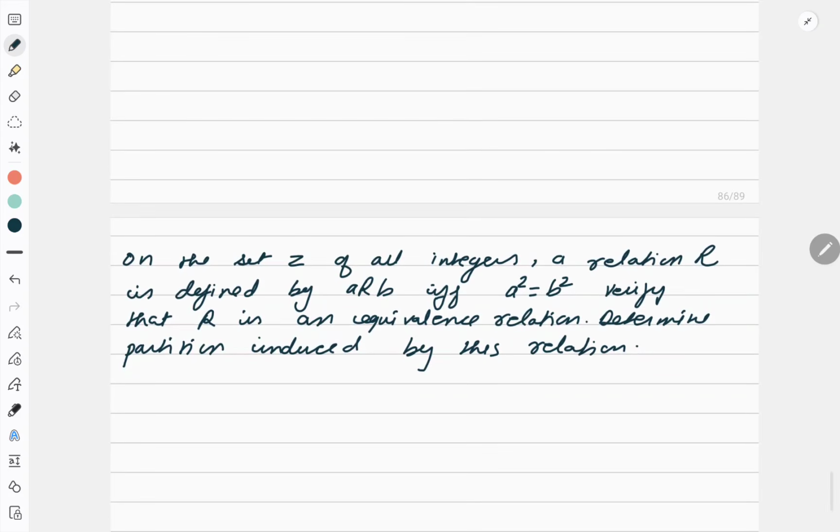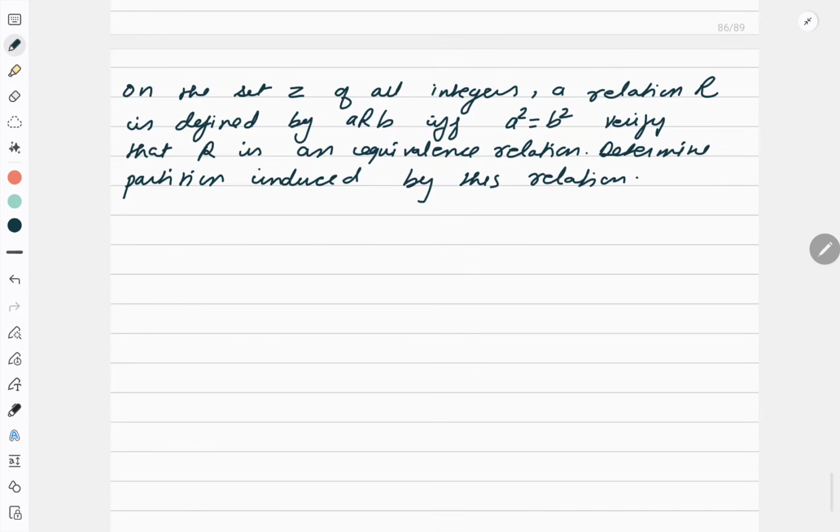Okay, now come to this question. On the set Z of all integers, a relation R is defined as A is R related to B if A square is equal to B square. Verify that the relation is an equivalence relation. Determine the partition induced.